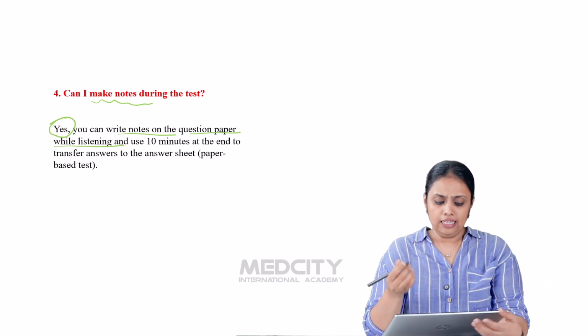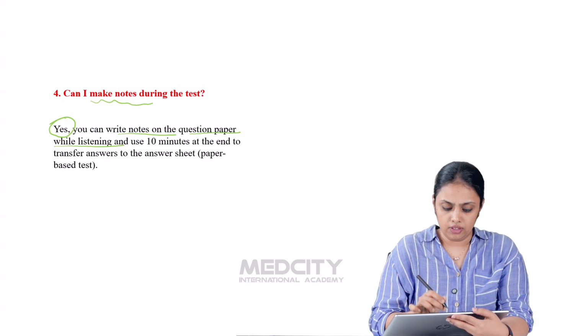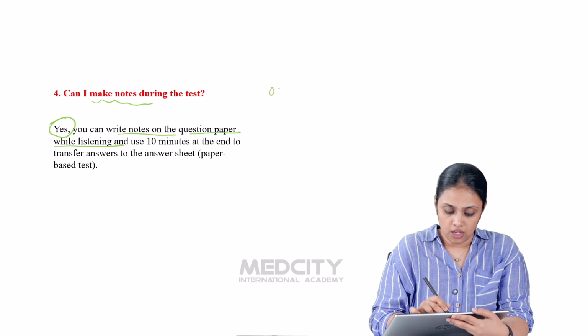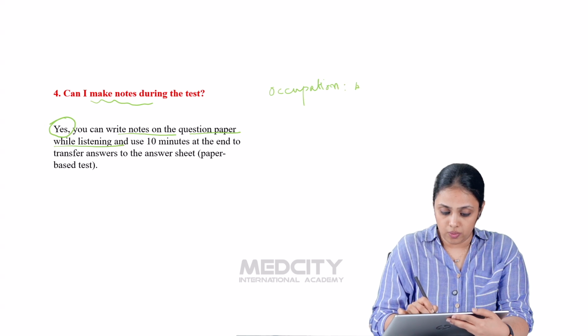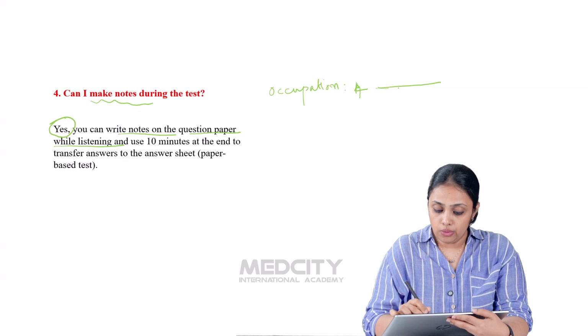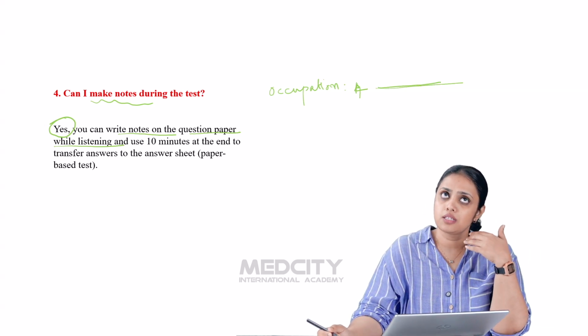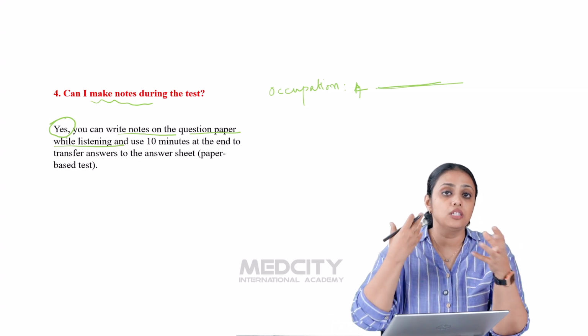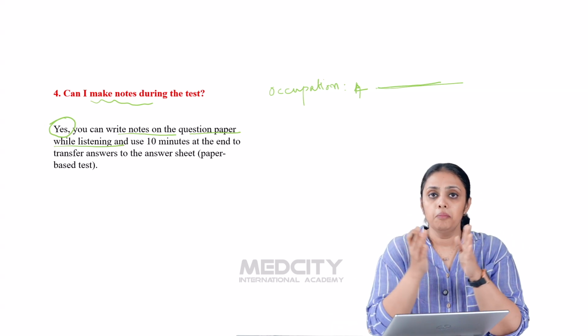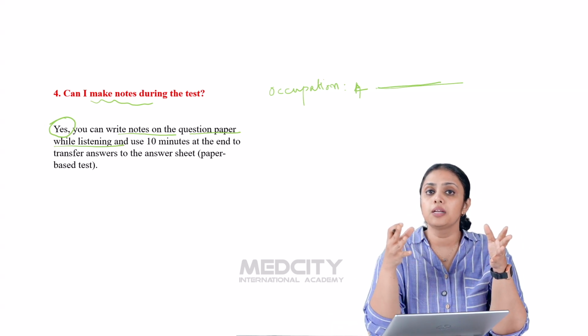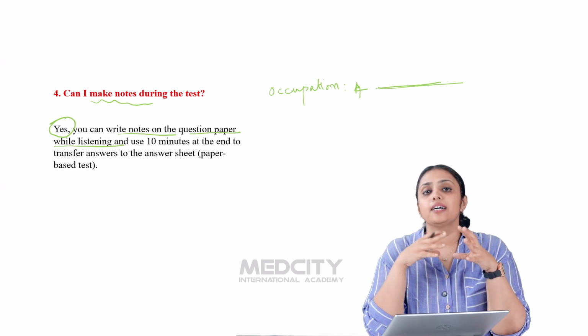So suppose there's a completion task and there is a question, occupation, question number 4, and a blank space is given. Now you hear that the person works as... somebody is interviewing. One person is interviewing another person, a kind of audio that you can hear in part 1 of your listening test. Let me make it clear.